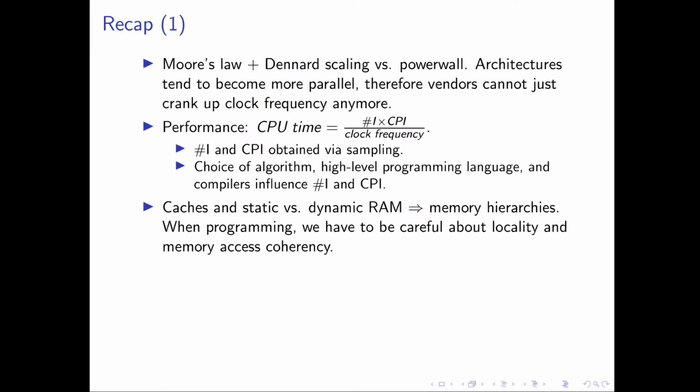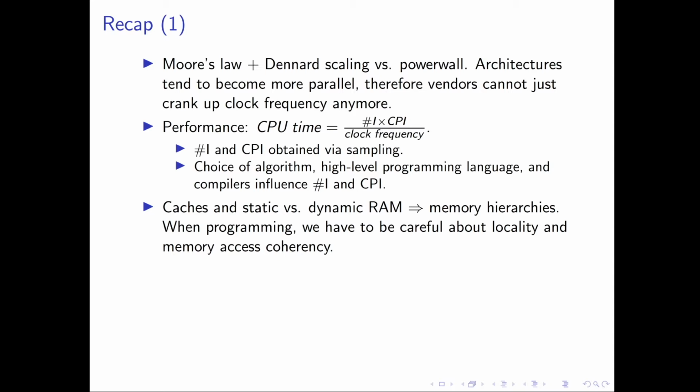So, with that, we have arrived at the end of part 1. We really learned a lot. We learned about Moore's law, and we learned about Dennard scaling. And then we learned that the hardware vendors ran into something called the power wall, the red brick wall. As a consequence of that, architectures tend to become more parallel. Architectures also become more hierarchical and more complicated.